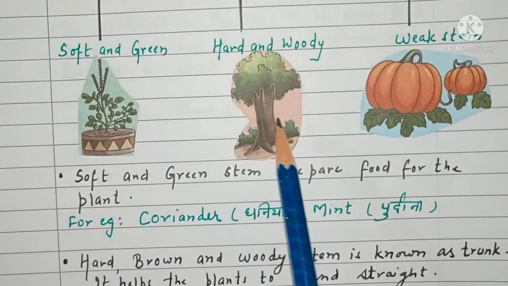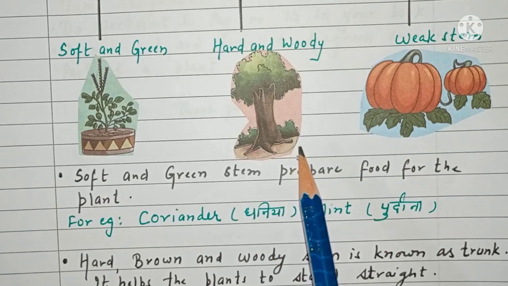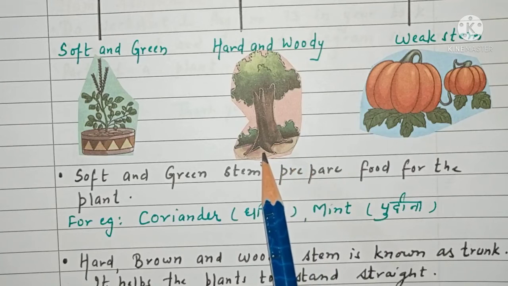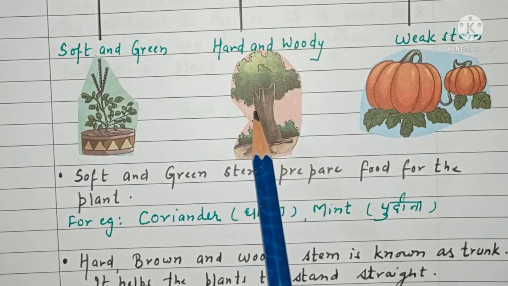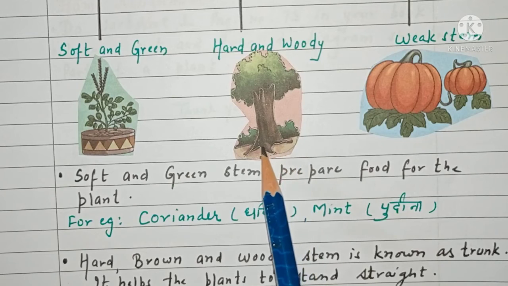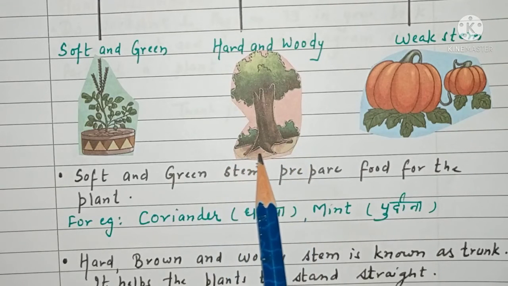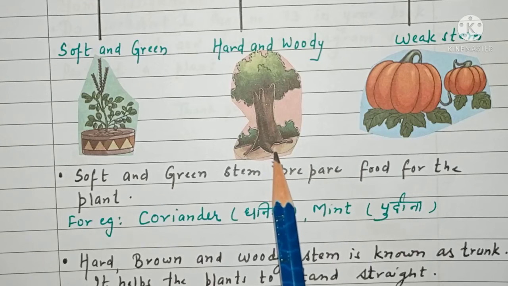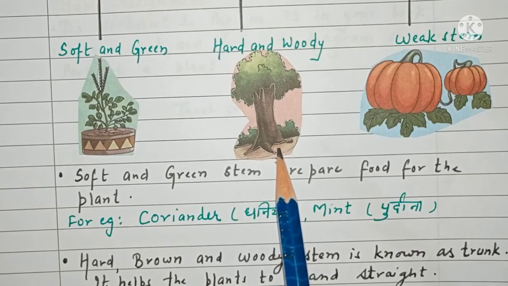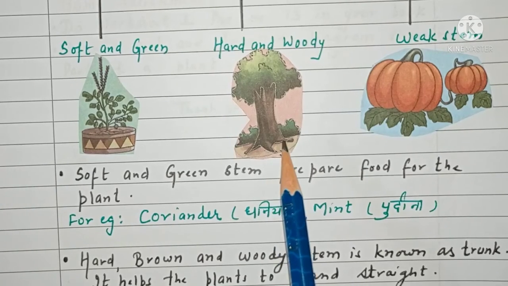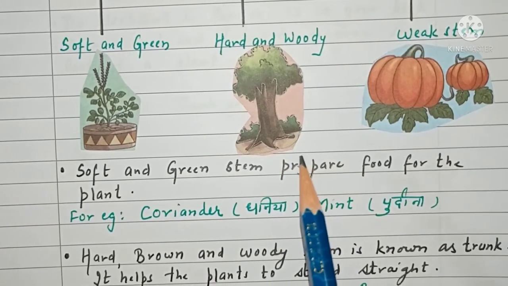And then the hard, brown and woody stems of the big trees is known as trunk. And this helps the plant to stand straight. For example, coconut, neem, mango, they have got big trunks, brown and woody trunks. So they are suitable for plant to stand straight.